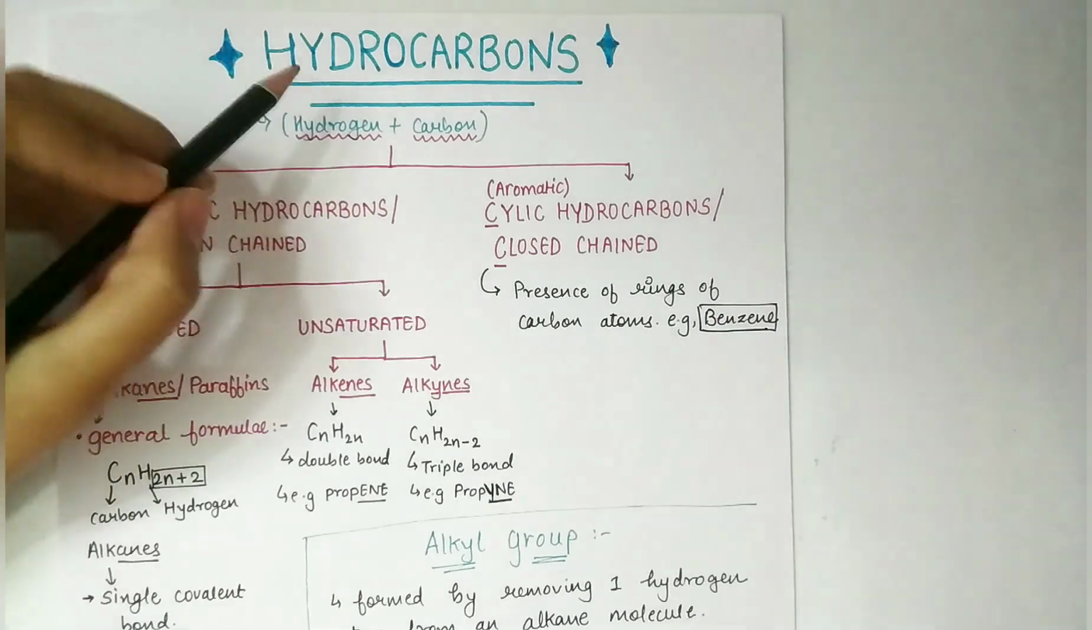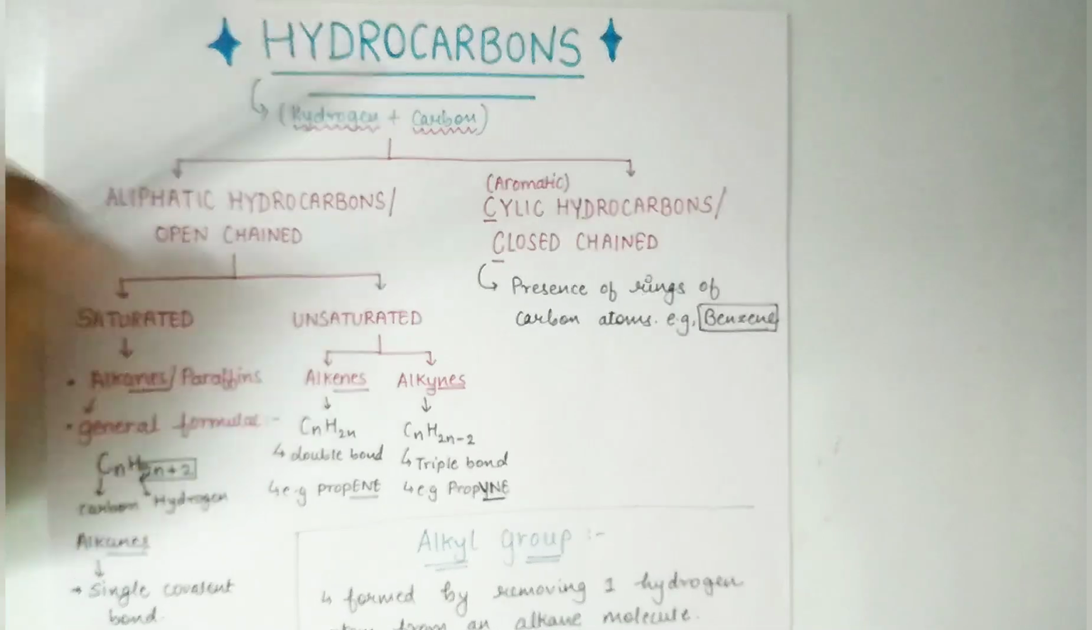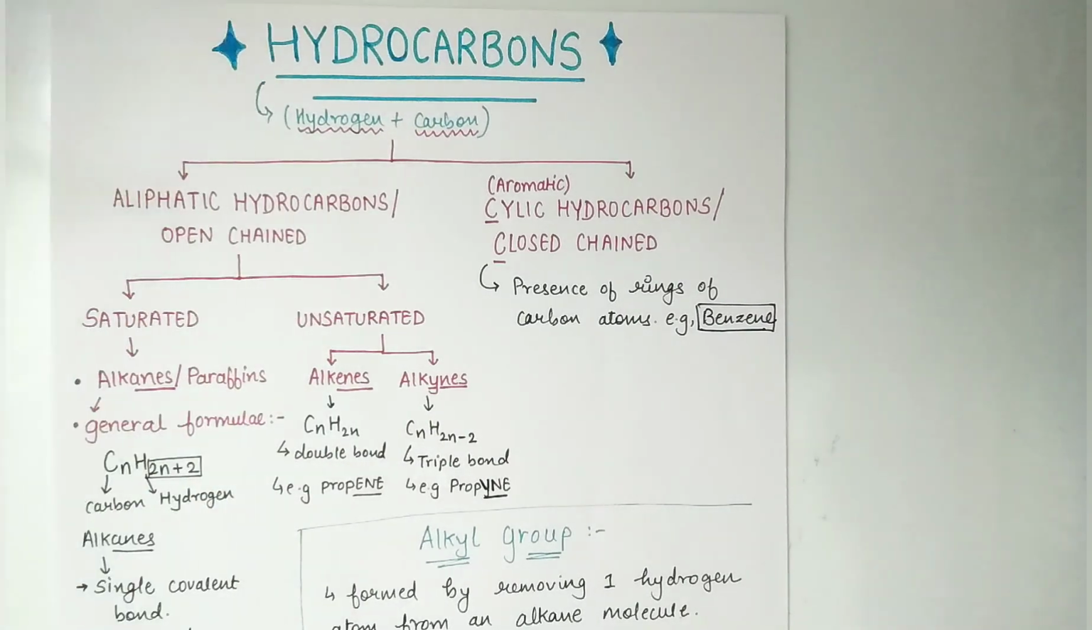So hydrocarbons, as given in the name, are compounds made up of hydrogen and carbon. Hydro means hydrogen, carbon means carbon. So hydrocarbons have hydrogen and carbon as the essential elements. So basically organic compounds are known as hydrocarbons.